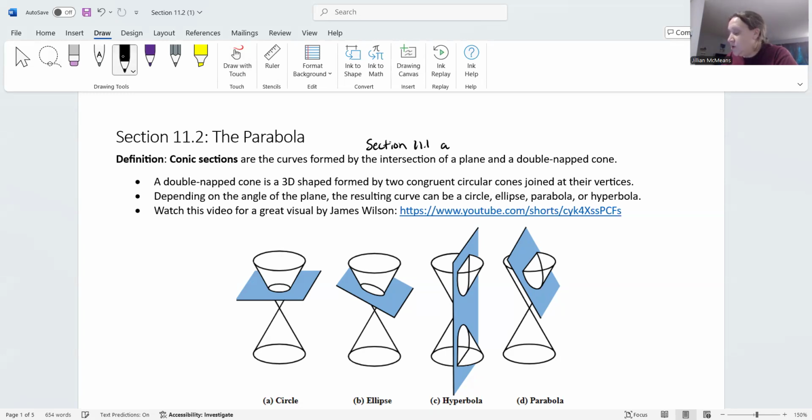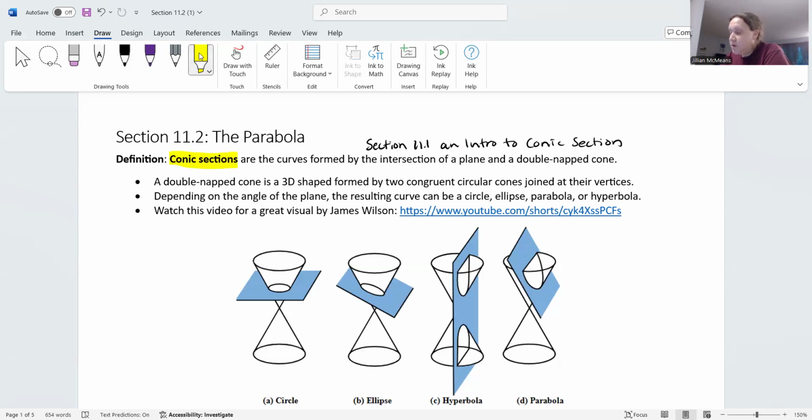Section 11.1 is just an intro to conic sections, and it wasn't really worth its own section as far as notes are concerned because I think in the book it's only like 1 or 2 pages. So we're just going to kind of introduce conic sections at the beginning of this section and then go from there. So you know how much we love a definition.